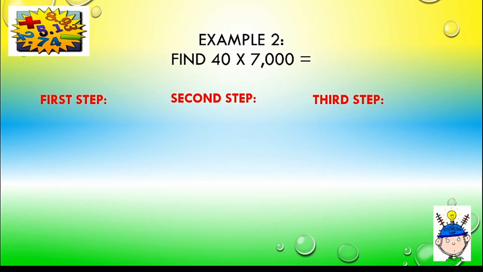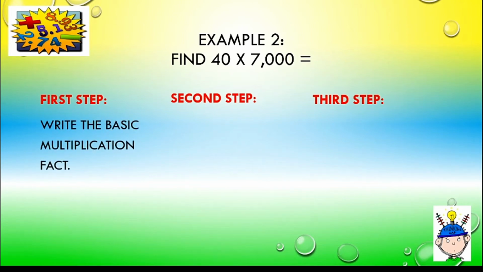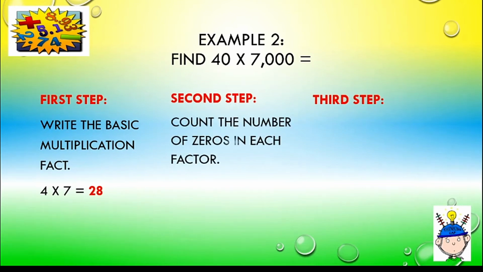Second example, 40 times 7,000. Our two factors contain zeros. Now the first step is write the basic multiplication fact. We will multiply only the numbers 4 and 7. 4 times 7 equals 28. Second step, we will count the zeros in each factor.